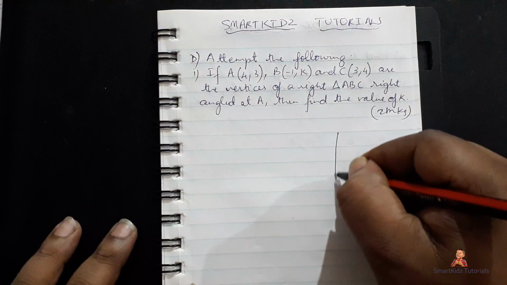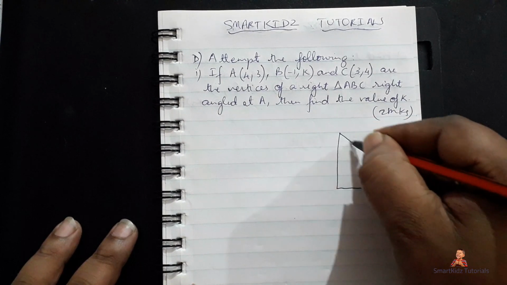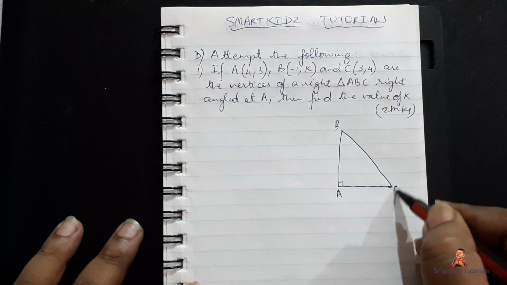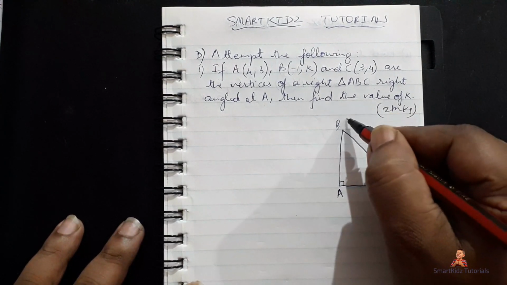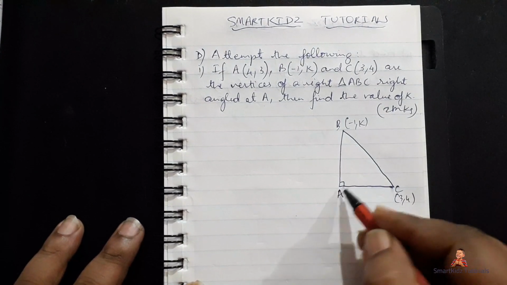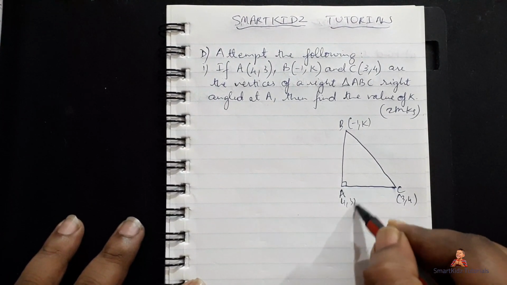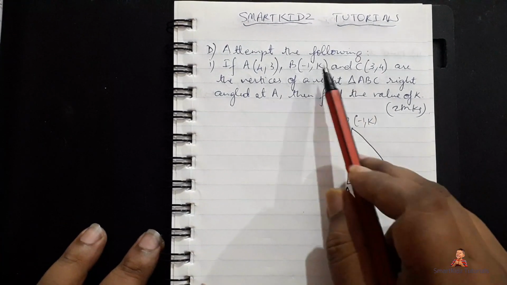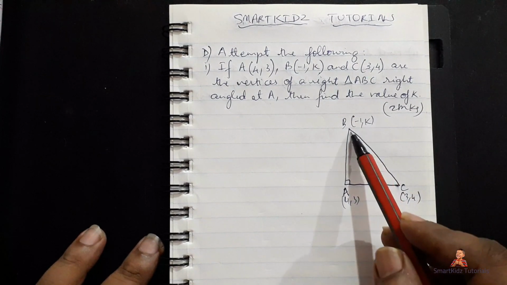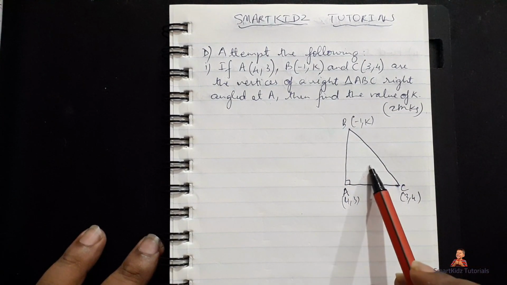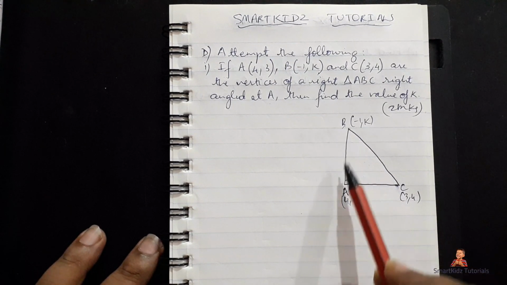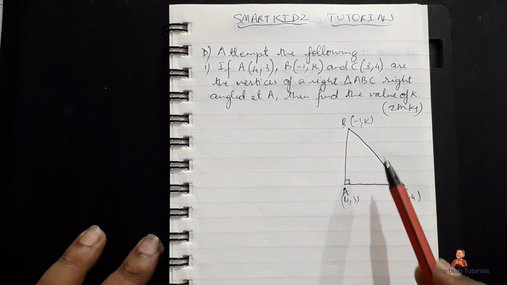So if you draw a right angle triangle like this, which is right angled at A, we have B and C over here, and we have been given coordinates of B as (-1, k), C as (3, 4), and A as (4, 3). Now if we need to find the value of k, then we need to use a property of a right angle triangle, and that is the Pythagoras theorem. The Pythagoras theorem says that the square of the longer side is equal to the sum of the squares of the adjacent 2 sides of the triangle.